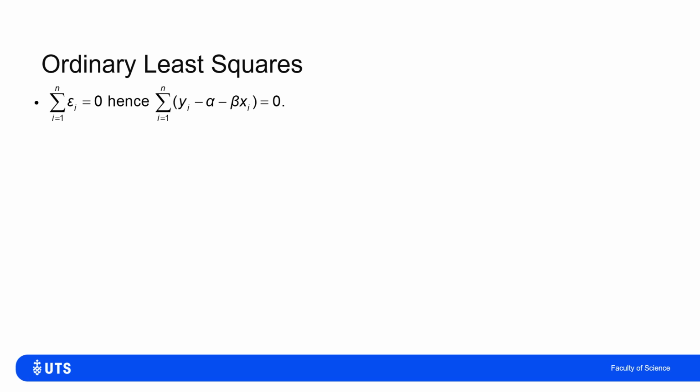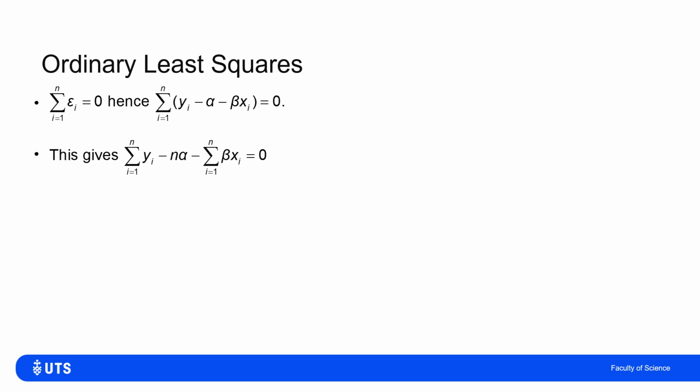So let's start from our two constraints here. We said that if we included an intercept term, the expectation of the residuals being 0 means that the sum of the residual errors should be 0. So if I work out the sum of the residuals, then I get some constraint on what I can choose for alpha and beta, or the estimates of them.